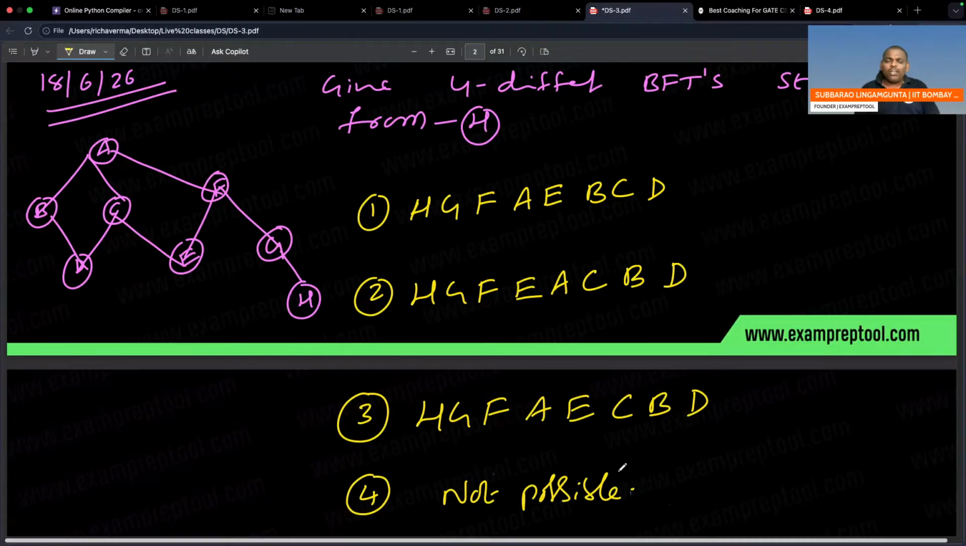So for your convenience, to make it easier from your side, I gave 4 different BFT options starting from H. I think 3 are possible; the 4th one is not possible. Okay, fine.